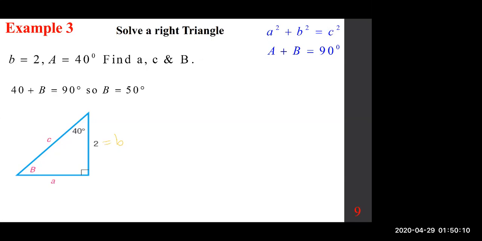We can use sine of B equals 2 over C, and then... One more time. What was it, please? Sine of B, that is now 50 degrees, equals... Okay. Now, here's the thing: over C, or is there an easier way?